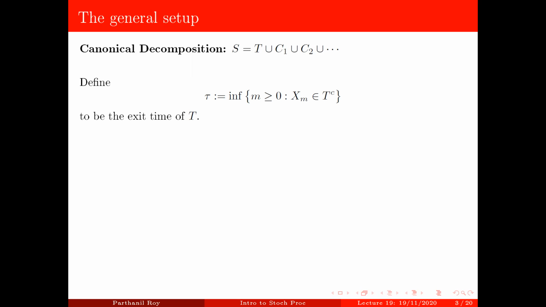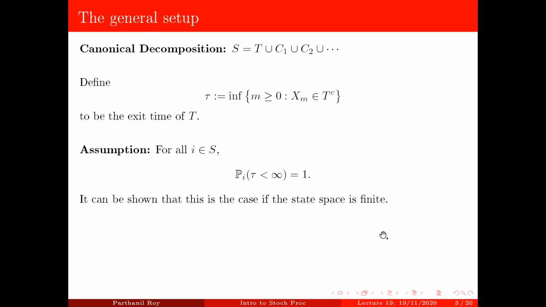Now we defined tau to be the exit time of T. This means this is the first time m bigger than or equal to 0 such that Xm exits T, so Xm belongs to T complement. In general, there is no guarantee that this tau would be finite with probability 1. So we make an assumption. We assume that for all states i, under the probability Pi, tau is finite with probability 1. It can be shown that this is the case when the state space is finite. In general, it's not obvious, but when the state space is finite, this is true.